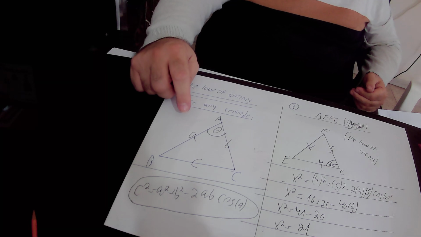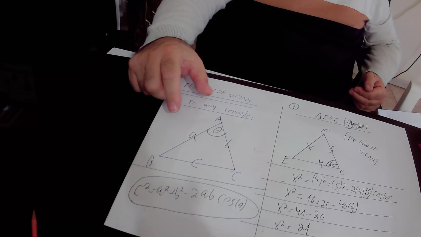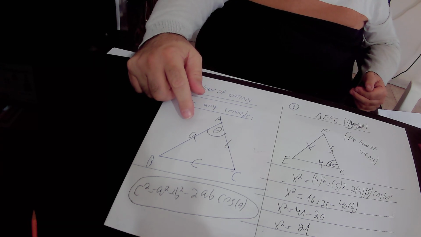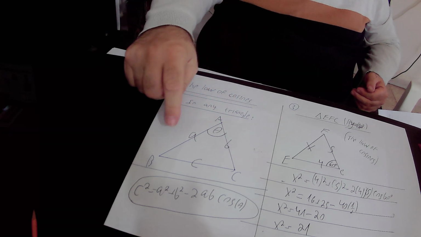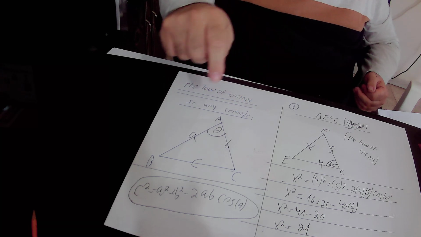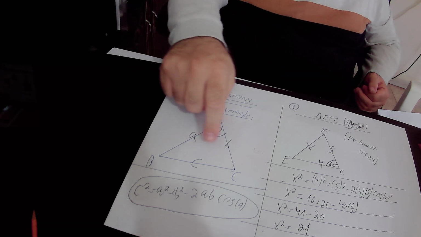So here we have triangle ABC that could be any triangle. The length of side AB is A units. The length of side AC equals B units. The angle between side AB and side AC is theta. And the length of side BC is C units.